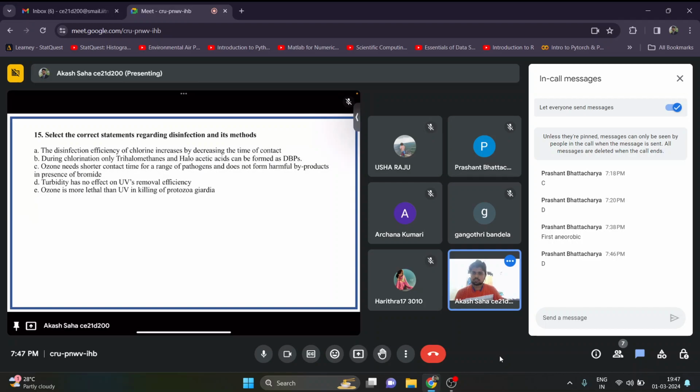The next question. It says select the correct statement. The disinfection efficiency of chlorine increases with decreasing the time of contact. During chlorination, only trihalomethanes and haloacetic acid can be formed as DBPs, that is disinfection byproducts. Ozone needs shorter contact time for a range of pathogens and does not form harmful byproducts in the presence of bromide. Turbidity has no effect on UV's removal efficiency. Ozone is more lethal than UV in clearing the protozoa Giardia. So which of the options is correct? Out of these five statements, only one statement is correct. You have to find out which one. I'm making it easier for you.